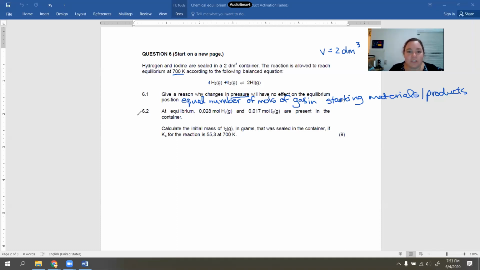Okay, so the next question says, at equilibrium, 0.028 moles of hydrogen and 0.017 moles of iodine are present in the container. That's at equilibrium. Calculate the initial mass of iodine in grams that was sealed in the container, sealed for us to establish equilibrium, if the Kc for this reaction is 55.3.